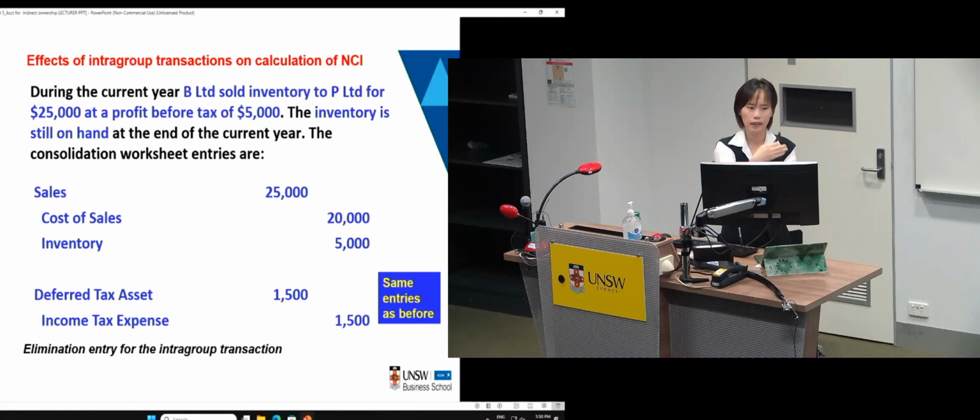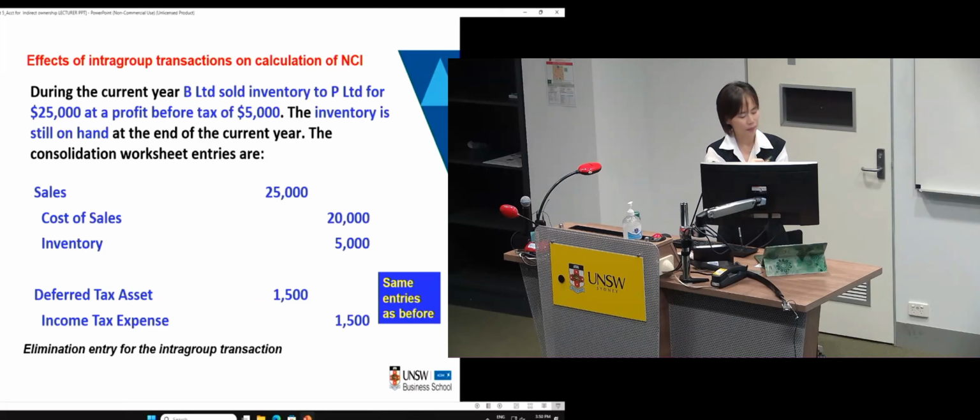Once you get your understanding, you won't mess up the DTA and DTL when you're preparing your worksheet entries here. All right, now let's move on to the next, the NCI adjustment. You can see the unrealized profit before tax is 5,000, after tax 3,500. This is the profit in the record of B Limited. Therefore, the elimination entries we prepared here effectively reduce B's after-tax profit by 3,500 that B Limited contributed to the group. Therefore, NCI in B must be adjusted accordingly. So what is NCI in B?